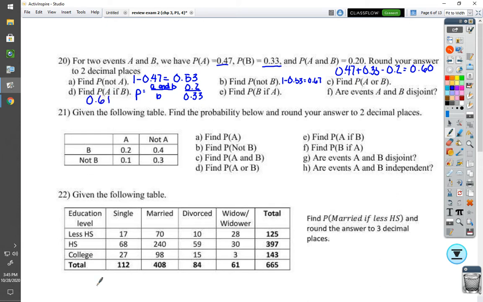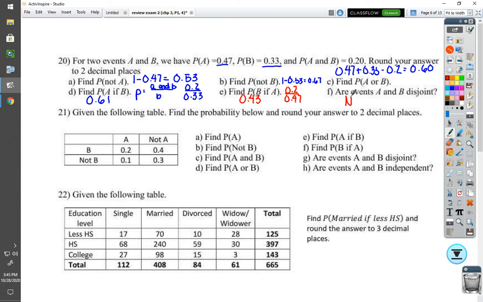B if A. Now you just simply have to turn around what you are dividing by. It will still be A and B in the numerator, but now in the denominator, it's the probability of A, which is 0.47. Division on that product will give us 0.43. Are the events A and B disjoint?